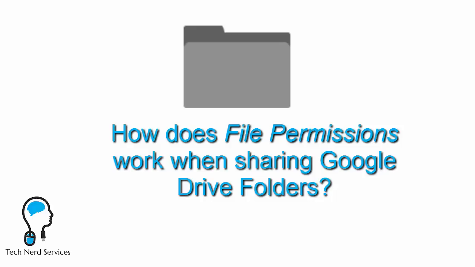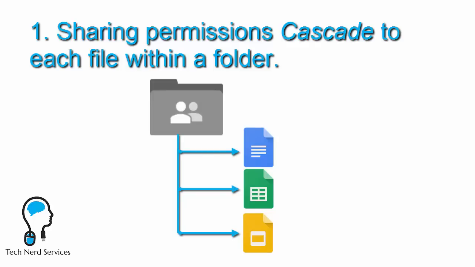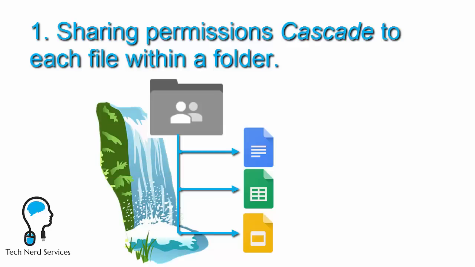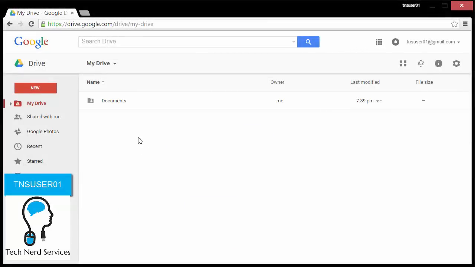So with that, there are three main points, starting with the first one: sharing permissions cascade to each file within a folder. That means for a given Google Drive folder, the permissions will flow into all subfolders and subfiles like water dropping off a waterfall. So it cascades into those folders.